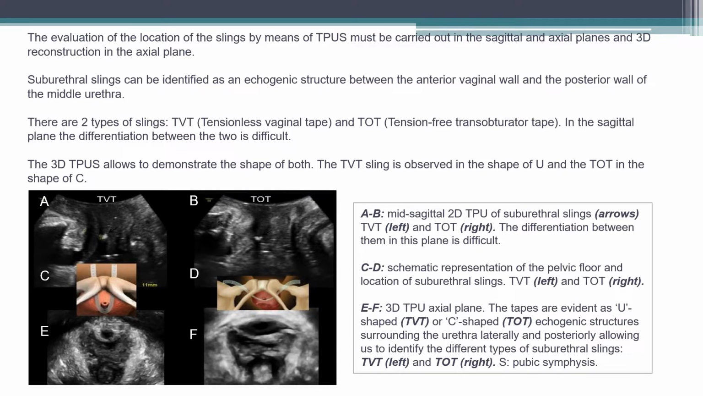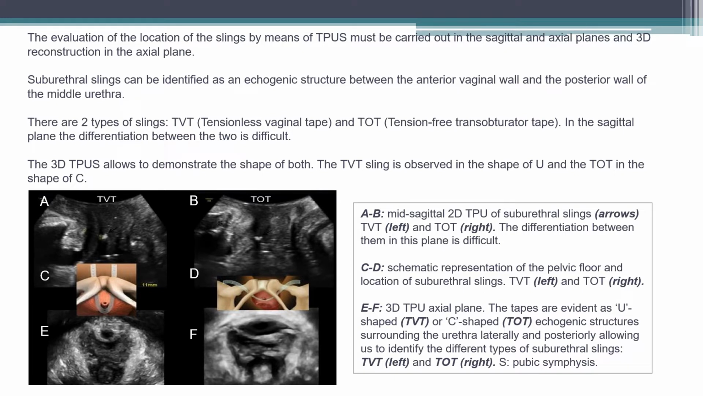We can see in figures A and B a mid-sagittal two-dimension transperineal ultrasound of suburethral slings marked with arrows, TVT on the left and TOT on the right. The differentiation between them in this plane is difficult. In C and D, we can see a schematic representation of the pelvic floor and location of the suburethral slings, TVT on the left and TOT on the right.